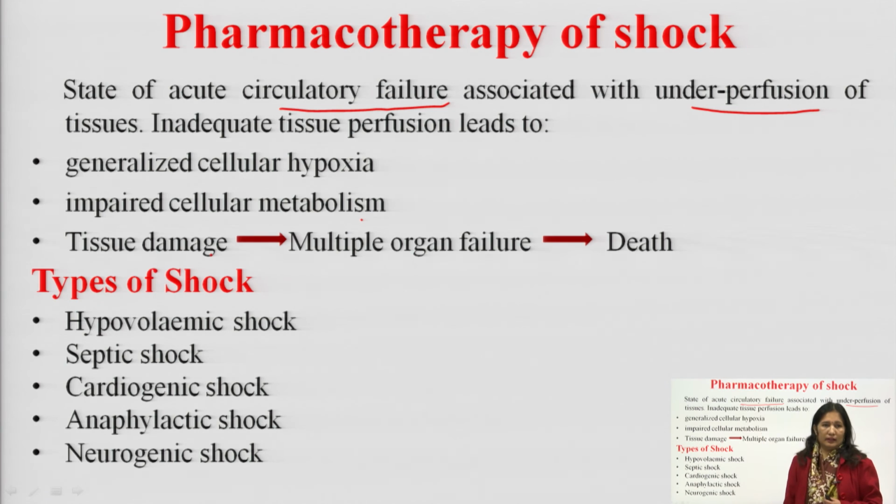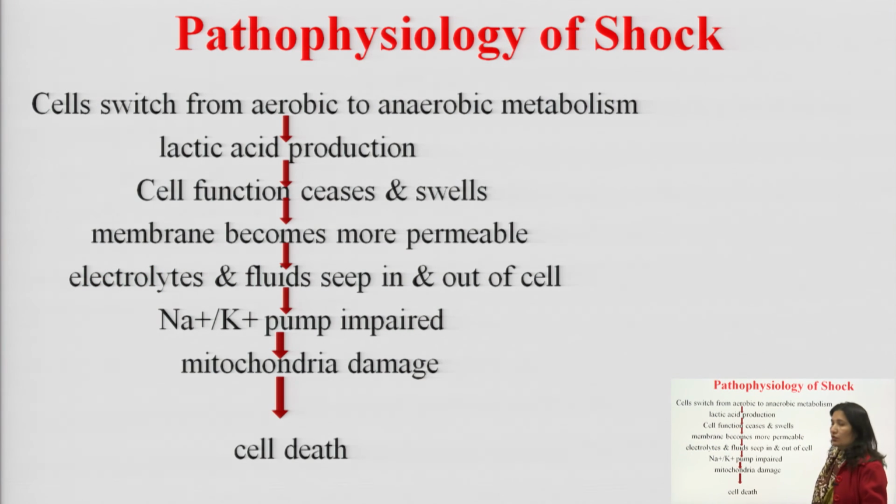So, going further, now what are different types of the shock? So, based on the causes, shock can be classified as hypovolemic shock, septic shock, cardiogenic shock, anaphylactic shock and neurogenic shock. So, next is what is pathophysiology of shock?